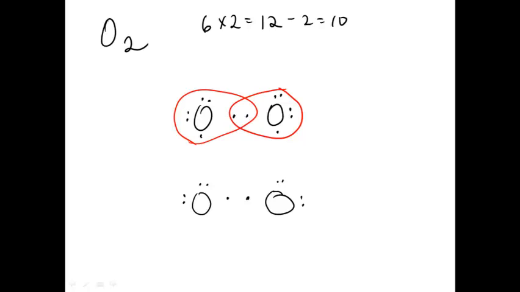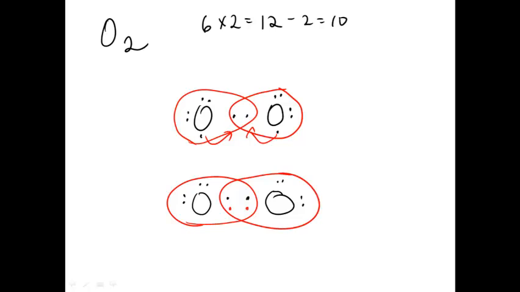Okay, so in order for the atoms to feel like they have 8 electrons each, we're going to have to move these electrons over to here. As a result, each one of the oxygens feels like it has 8 electrons, and what we formed is a double bond. So oxygen, when it's diatomic, is a double bonded molecule. That is, there's a double bond between the 2 atoms of oxygen.